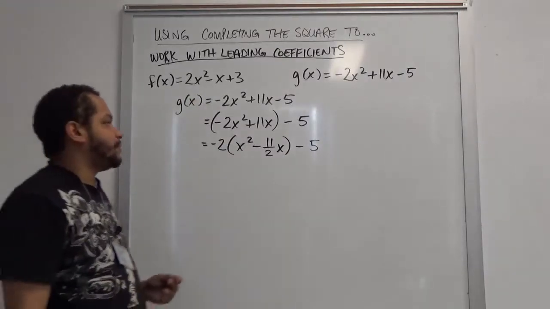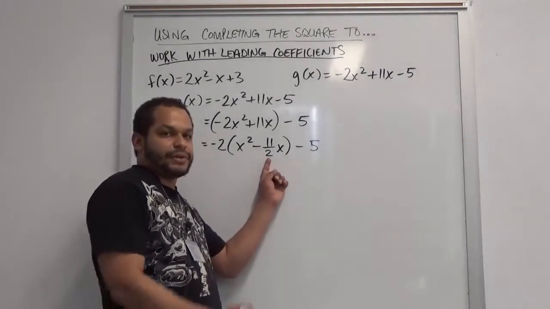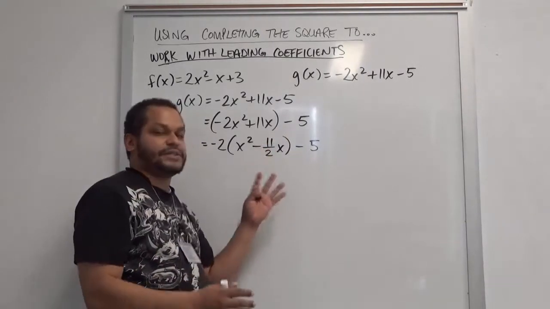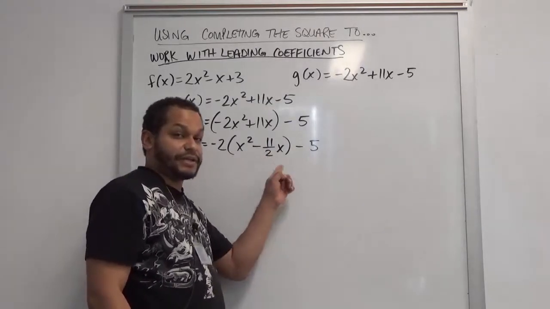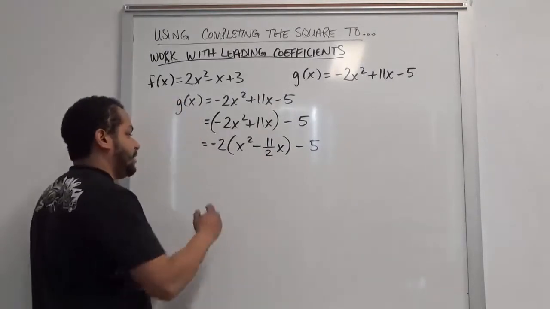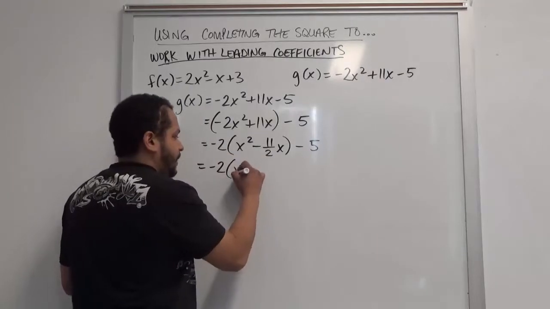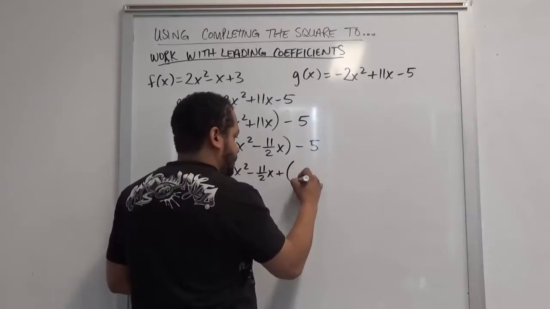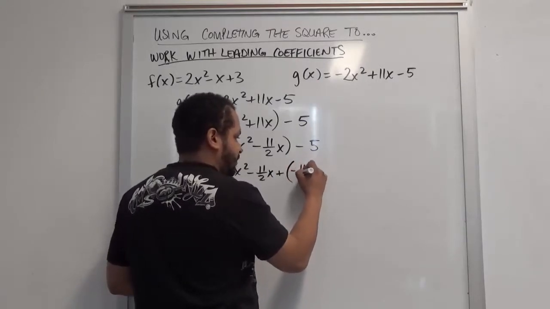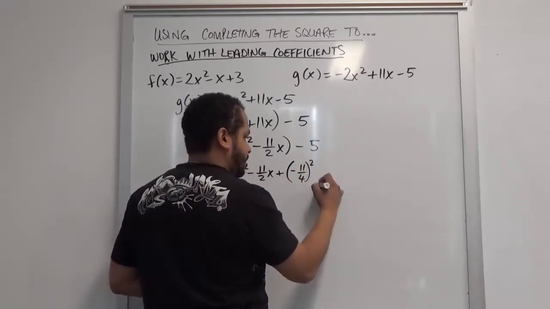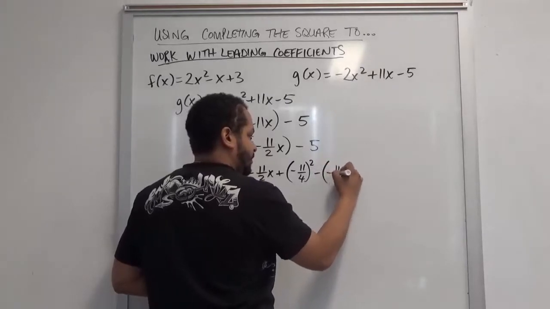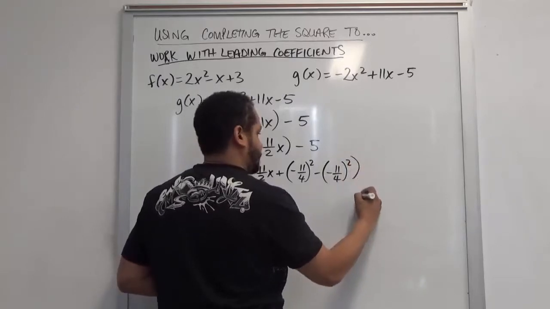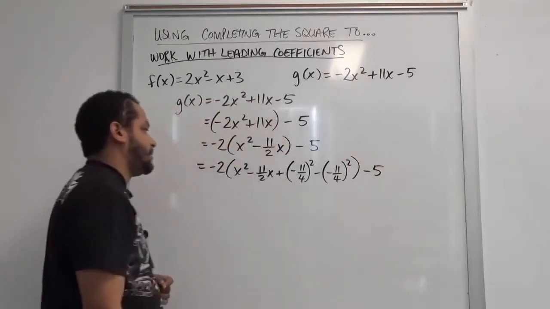And now, again, we're looking to find half of the middle term. We're going to add it and subtract it inside of this parenthesis set. If you have a fraction, the easy way to do this is just multiply your denominator by 2, and that's actually half your middle term, right? So here we have negative 2, x squared minus 11 halves of x, plus half of the middle term, which is negative 11 over 4 squared, minus negative 11 over 4 squared. Close the parentheses, subtract the 5 outside.